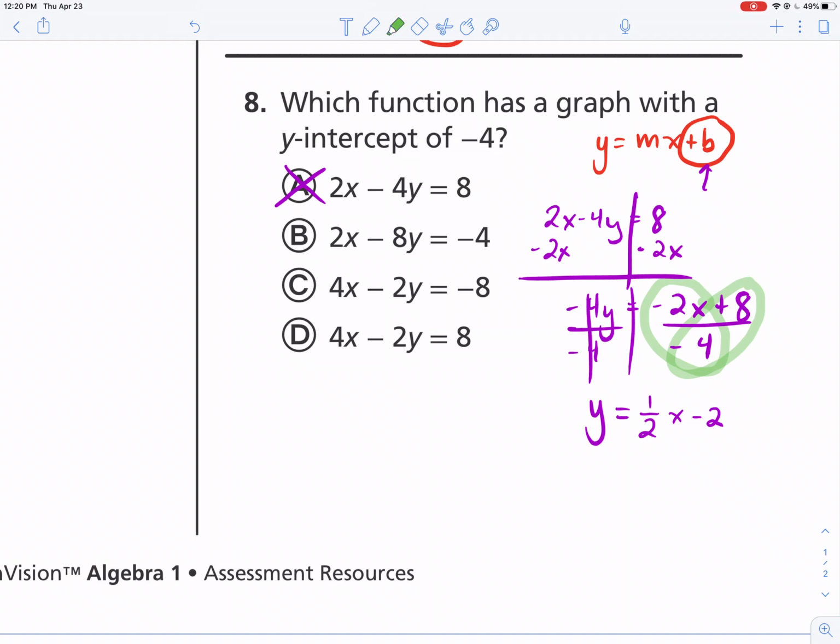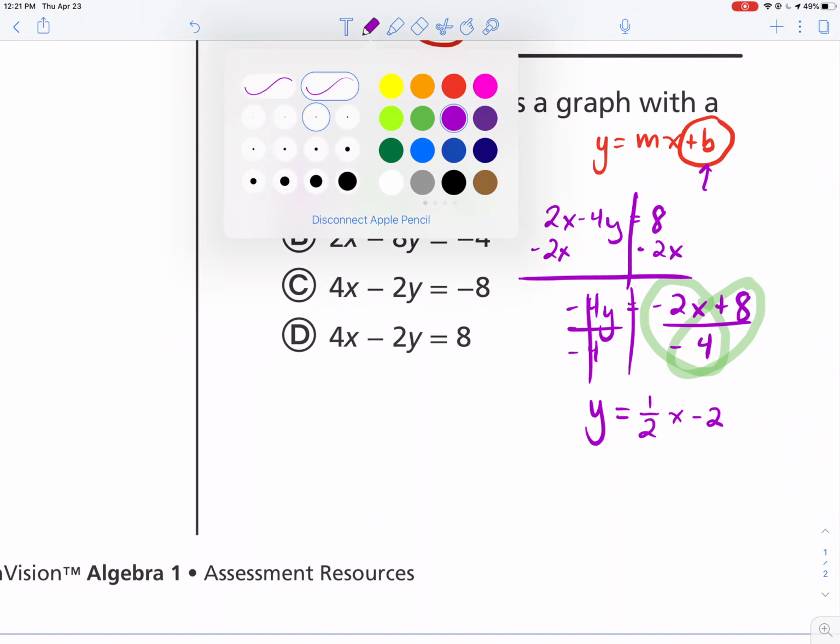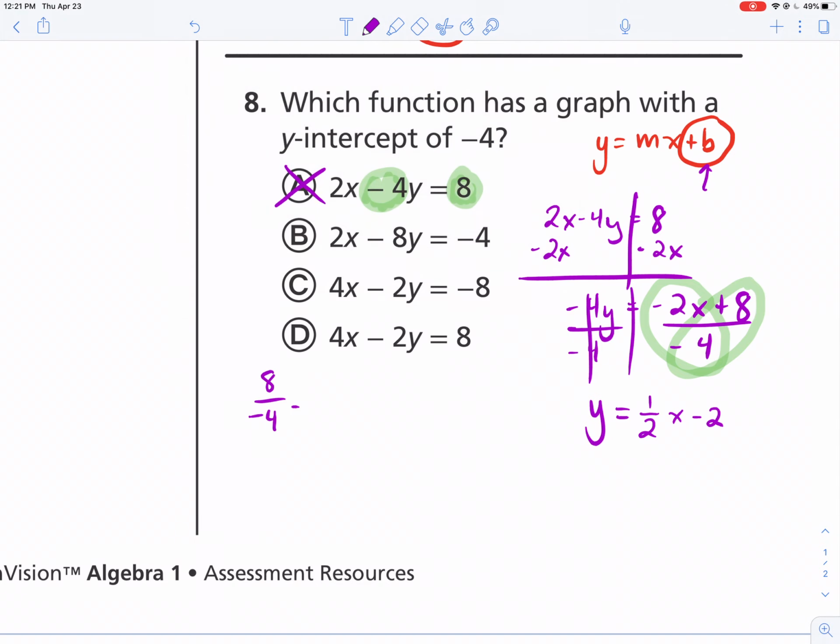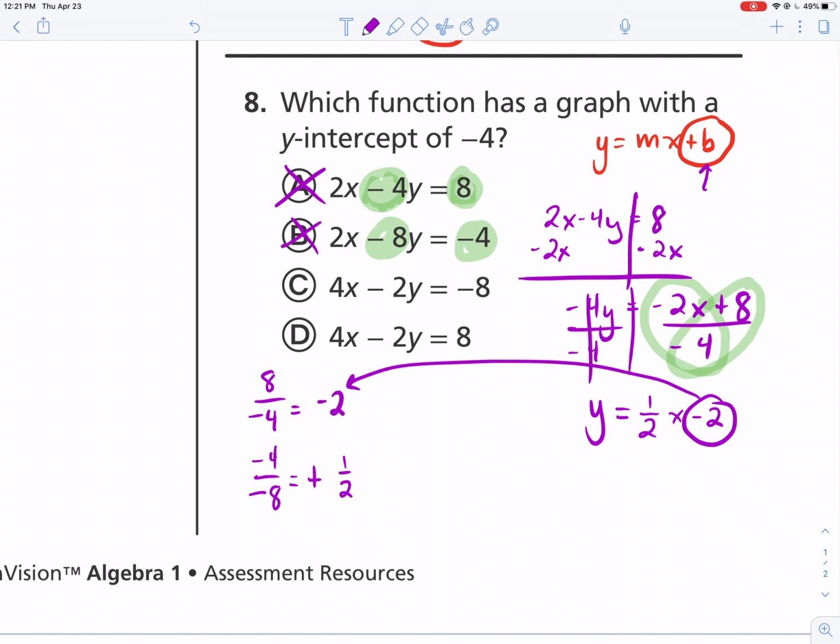So a good way to look at this is I'm going to look at this constant here, and I'm going to look at this coefficient that's with the y. If I did 8 divided by -4, that gave me my -2, which is the same as here. So if I look at my next one, for B, I have -4 and I have -8. So I'm going to do -4 divided by -8. Well, I have a negative over a negative, so that's positive, so automatically it eliminates it, and it also ends up being 1/2. So B is not going to work.